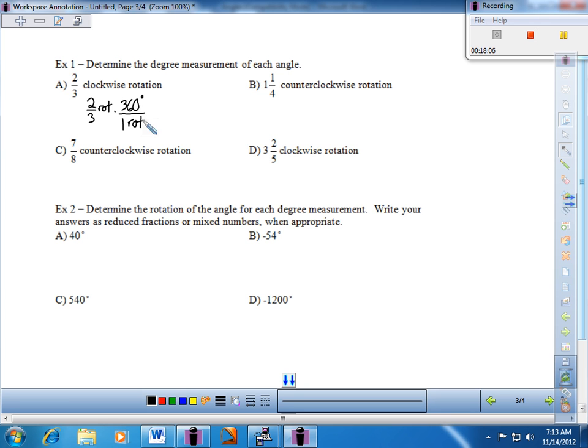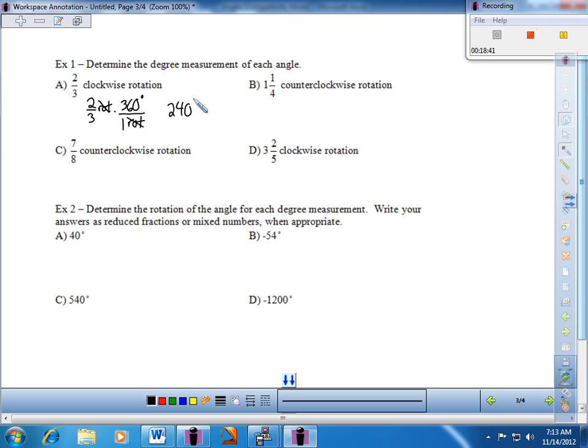But essentially, I want to go from rotations to degrees. And this fraction, where 360 degrees is one rotation, allows us to do that nicely because rotations are going to cancel. And then essentially, I get 2/3 times 360. So if you have an opportunity there, grab that calculator and take 2/3, multiply it by 360. And 2/3 of 360 should be 240 degrees.